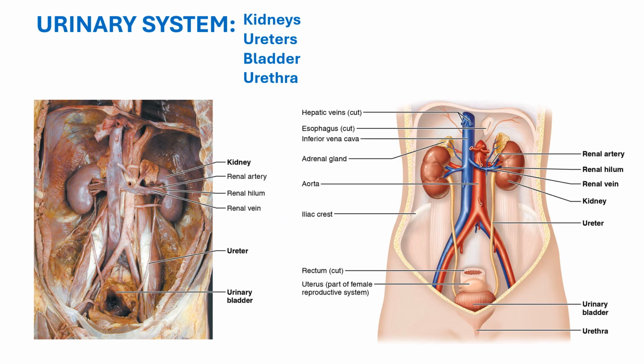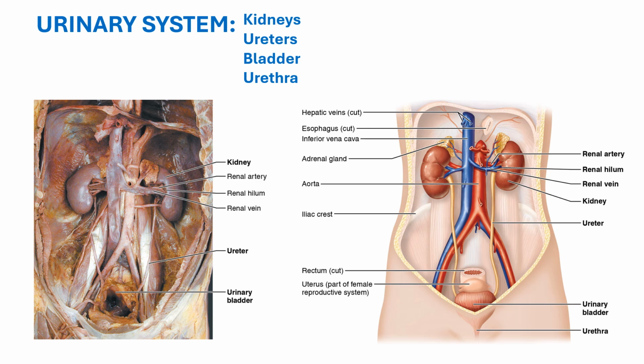In this video, we are going to go over the urinary system. We are going to start with the anatomy. Our urinary system consists of kidneys, ureters, urinary bladder, and urethra. The urine is made in the kidneys. It travels through the ureters to be stored in the urinary bladder, and it is removed from the body through the urethra.